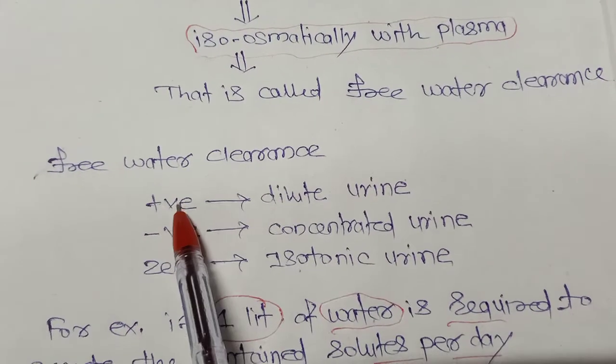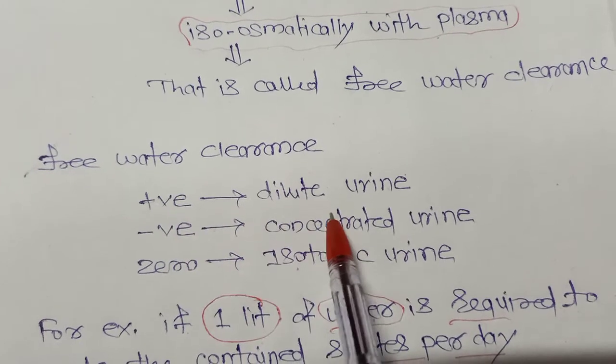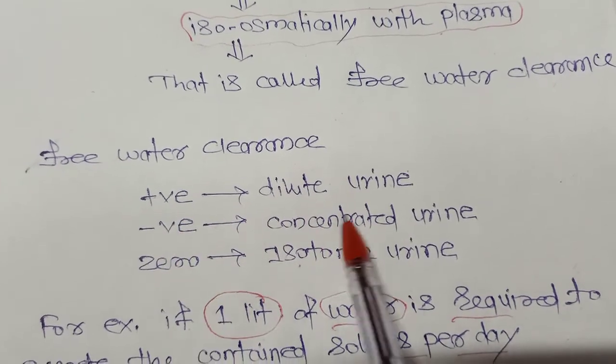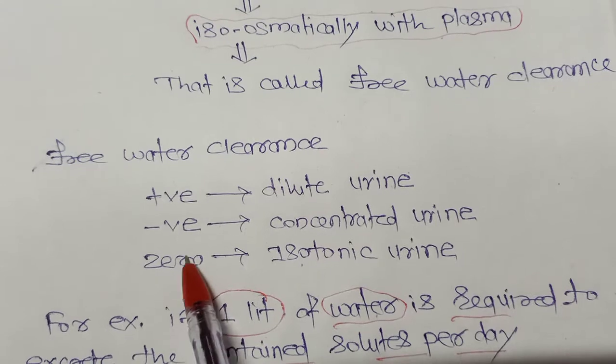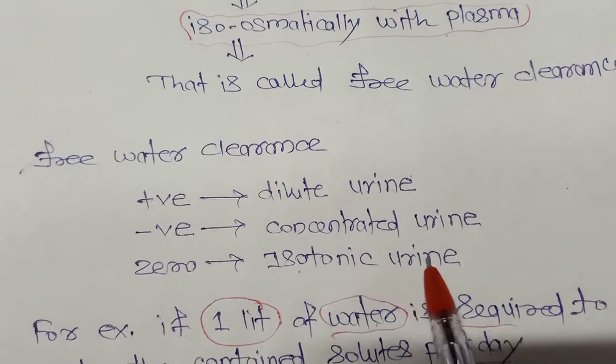Free water clearance is positive in dilute urine, it is negative in concentrated urine, and free water clearance is zero in isotonic urine.